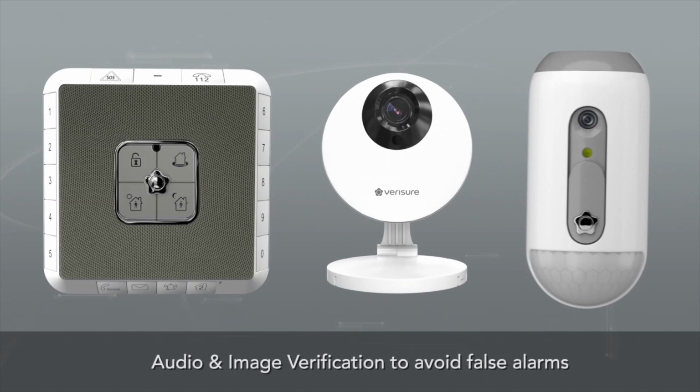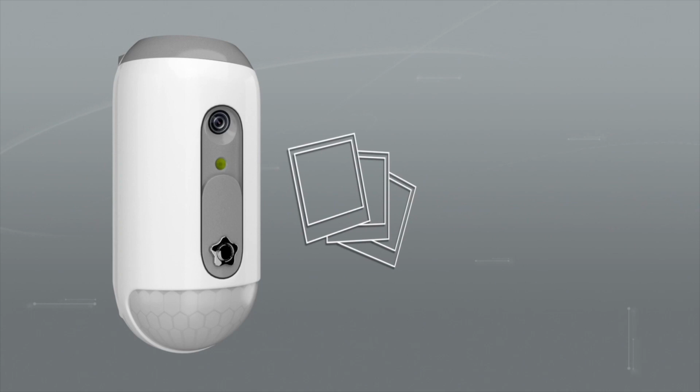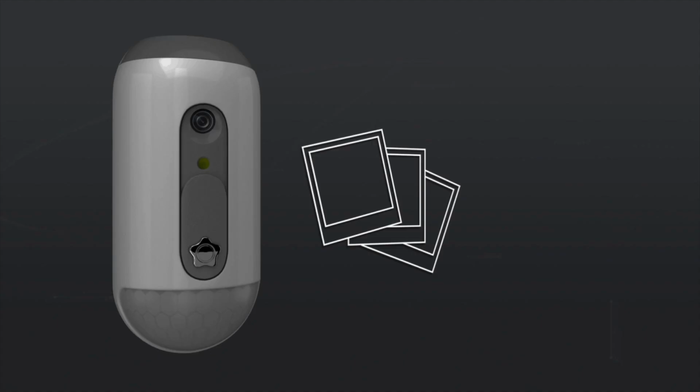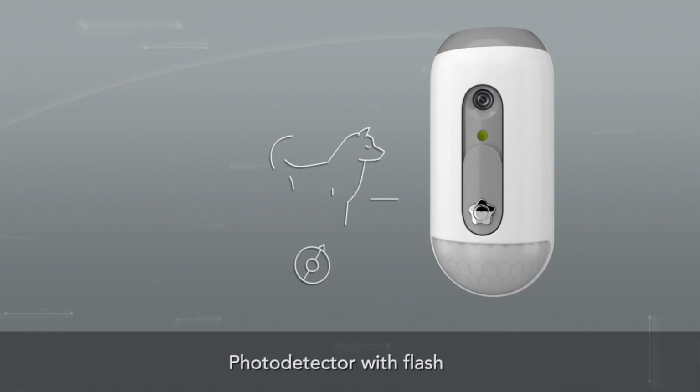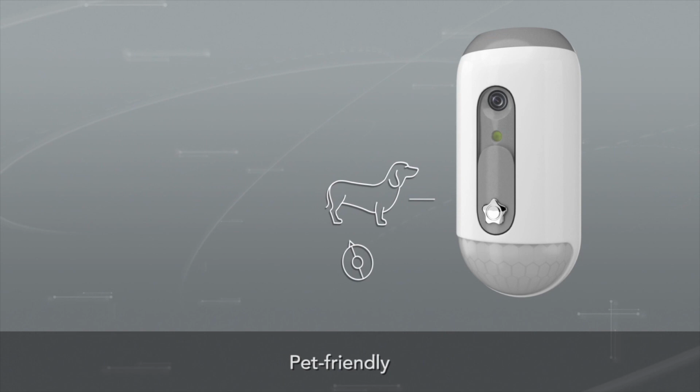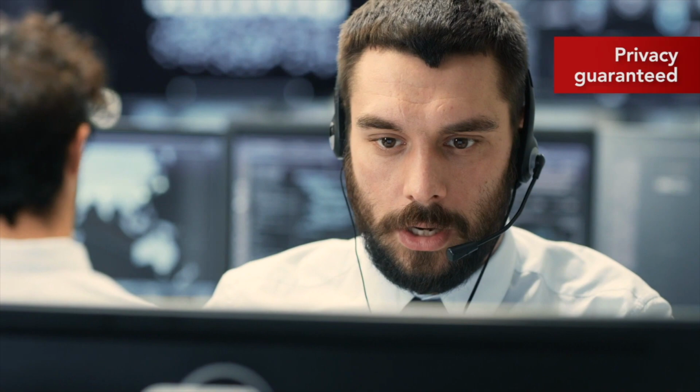alarms. Our photo detector captures high resolution and detailed images, even in total darkness, thanks to its motion sensor, built-in color camera, and flash. It is also pet-friendly to avoid animals triggering the alarm. Our alarm receiving center security agents will only receive pictures and videos from your installed cameras once an alarm has been triggered, which will enable them to verify an intrusion.